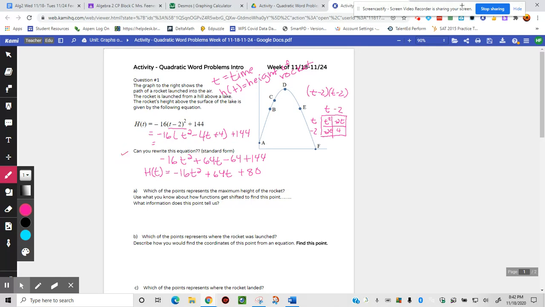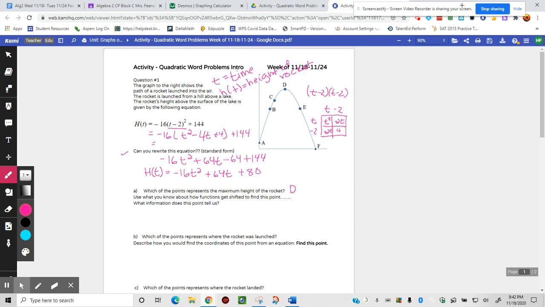Now we want to look and see if we can ask some questions here. Like, which of these points represents the maximum height of the rocket? Well, hopefully you're looking and you're saying, all right, here's my rocket. It goes up in the air and then it comes back down and it splashes into the lake. Okay. So the maximum height of the rocket is at point D.